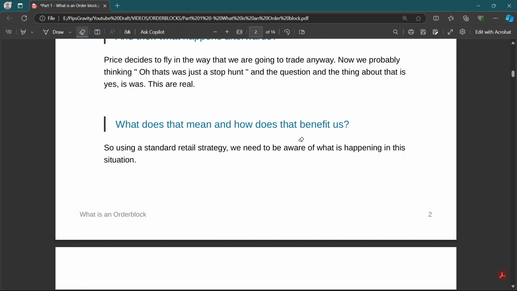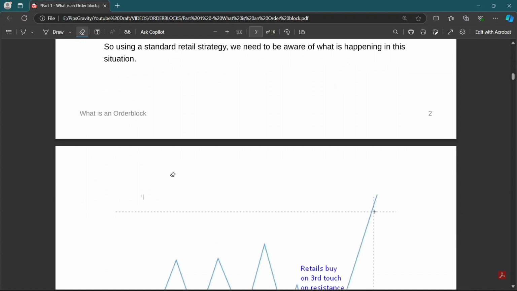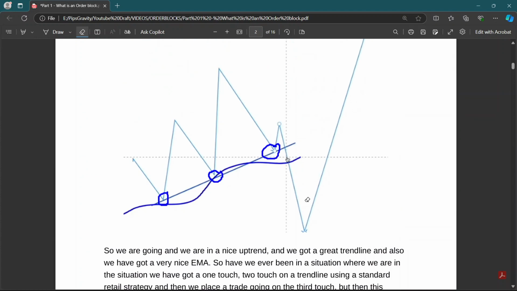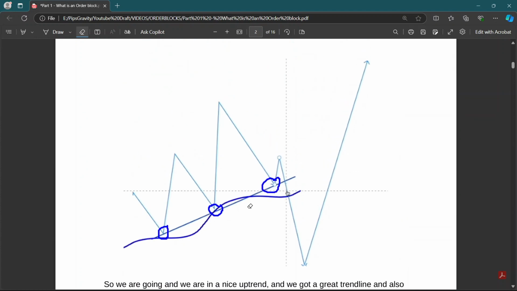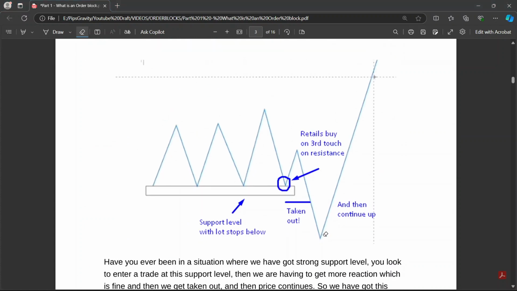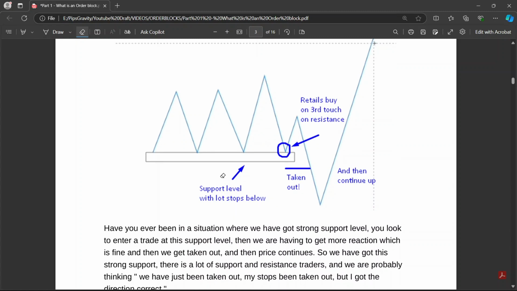So what does it mean, and how can that benefit us? So using a standard retail strategy, we need to be aware of what is happening in this situation. We need to be aware that this might be a stop hunt because we see this liquidity forming. Before we proceed forward, let us have another example. We have the retail strategy we call trend line, support and resistance, leaving behind the trend line and something like that. So also we have something like that.